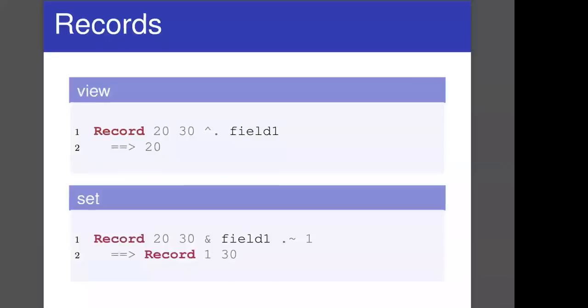And here's view on a record. So now instead of the underbar one in the anonymous product, now I have a distinguished product. I'm getting the first field, and I can do it with a set and have the same principal idea. So the function applications. The binding is very low on ampersand.